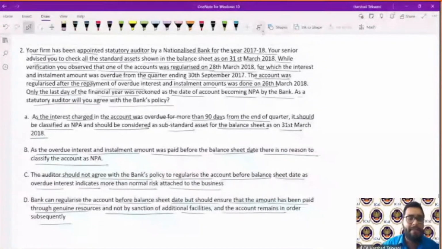So what should be the correct answer? Whether you will agree with the bank's policy or not? Come on guys, pretty easy. Come on guys, I'm waiting for your answer.